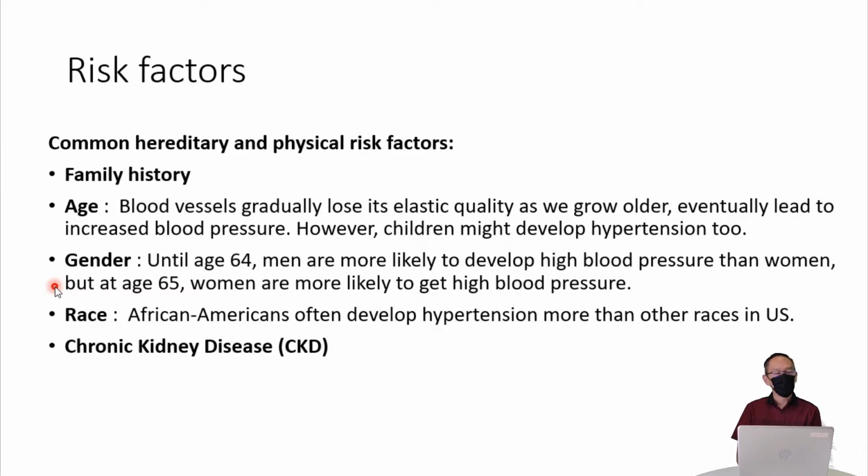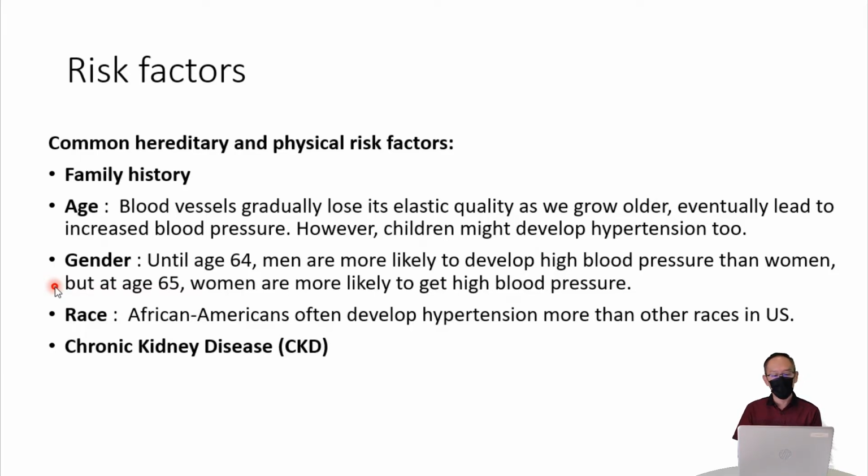Now, what is the difference between genders, male and female? Until the age of 64, men are more likely to develop high blood pressure than women. But after the age of 65, women are more likely to get high blood pressure. That may be due to the postmenopause effect. The arteries get hardened faster in the female group compared to the male. Therefore, after a few years, the chance of a female getting high blood pressure is higher than a male in this age group. Certain races have a higher risk of getting high blood pressure.